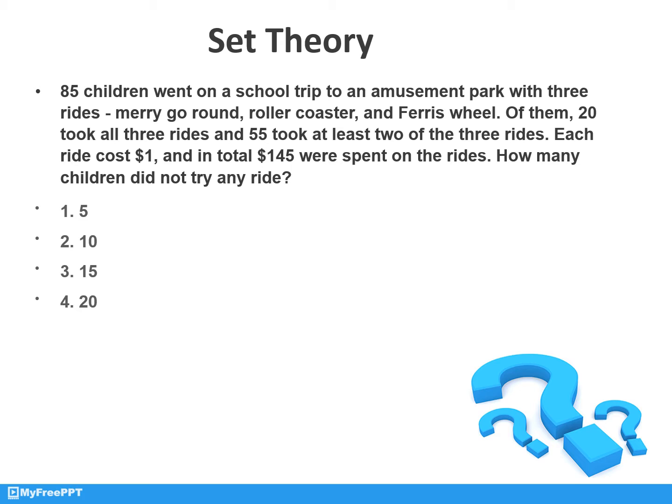Today we are going to discuss a question from set theory. The question is: 85 children went on a school trip to an amusement park with three rides, that is merry-go-round, roller coaster and Ferris wheel. Of them, 20 took all three rides and 55 took at least two of the three rides. Each ride cost $1 and in total $145 was spent on the rides. How many children did not try any ride?